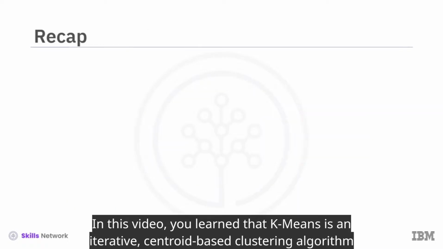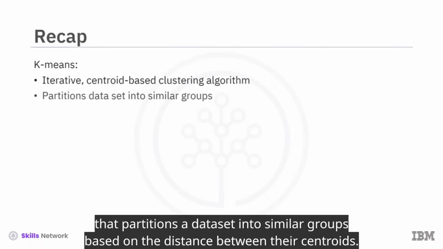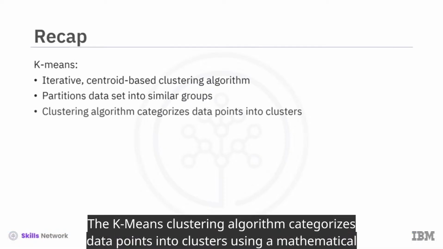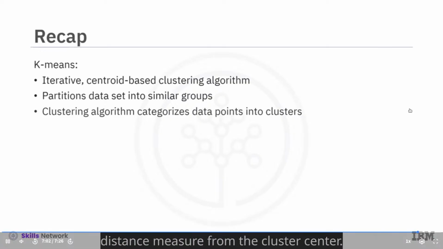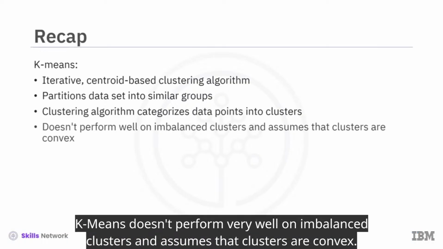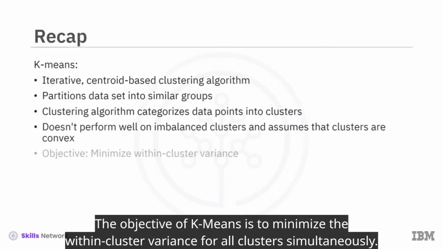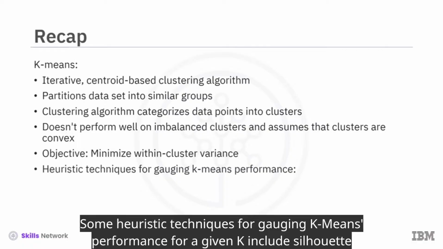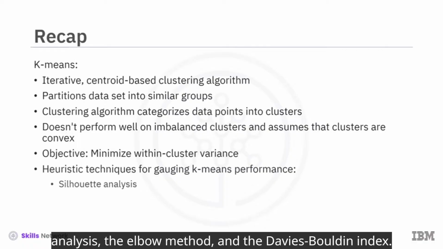In this video, you learned that k-means is an iterative centroid-based clustering algorithm that partitions a dataset into similar groups based on the distance between their centroids. The k-means clustering algorithm categorizes data points into clusters using a mathematical distance measure from the cluster center. K-means doesn't perform very well on imbalanced clusters and assumes that clusters are convex. The objective of k-means is to minimize the within-cluster variance for all clusters simultaneously. Some heuristic techniques for gauging k-means performance for a given k include silhouette analysis, the elbow method, and the Davies-Bouldin index.